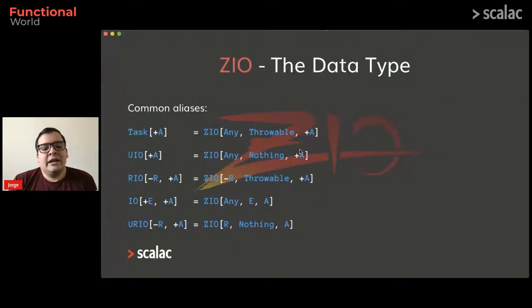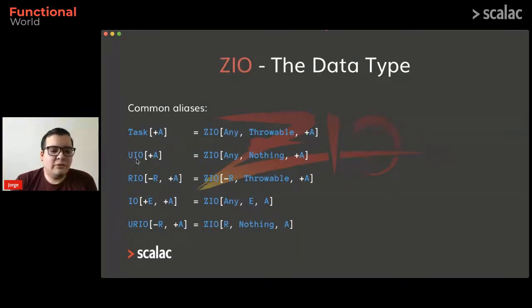And well, ZIO is the only core data type, but the library also provides some useful aliases for simplifying the code a little bit. For example, this type Task[A] is just an alias for this ZIO data type, where the R type has been set to Any. That means it represents an effect that doesn't need any dependency. It can fail with a Throwable, or it can succeed with an A.